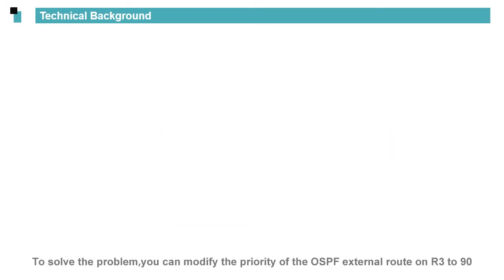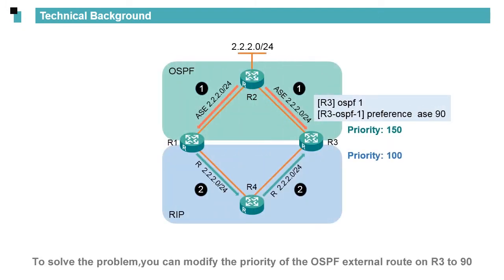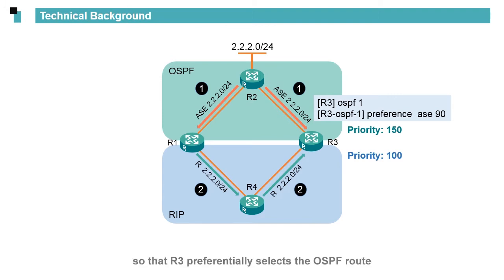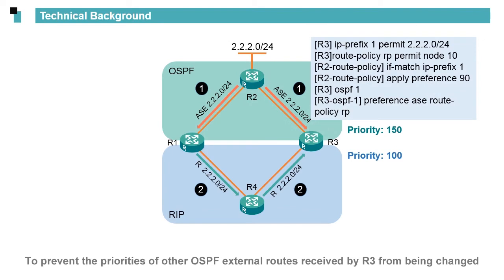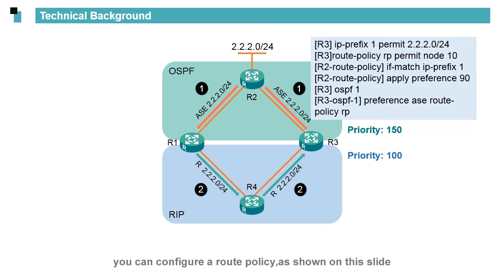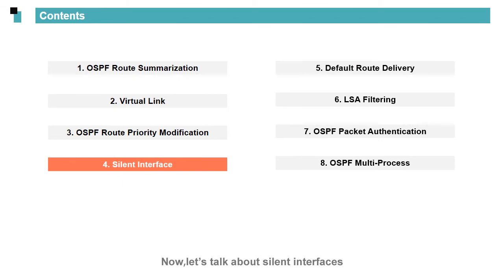To solve the problem, you can modify the priority of the OSPF external route on R3 to 90, so that R3 preferentially selects the OSPF route. Note that the priorities of all OSPF external routes received by R3 are changed to 90 after the modification. To prevent the priorities of other OSPF external routes received by R3 from being changed, you can configure a route policy, as shown on this slide. Now, let's talk about silent interfaces.